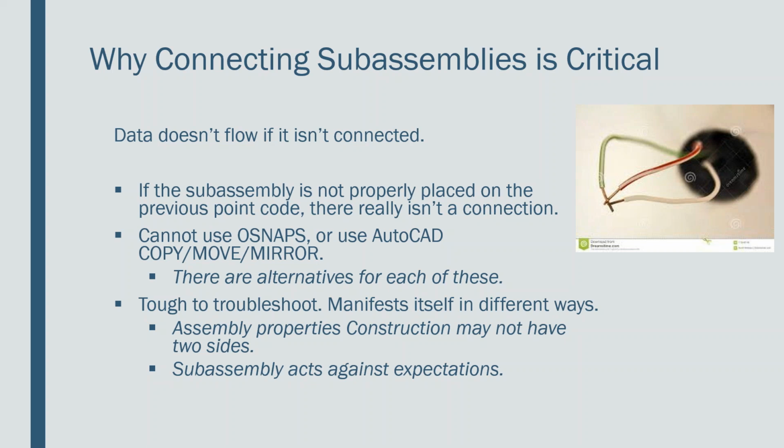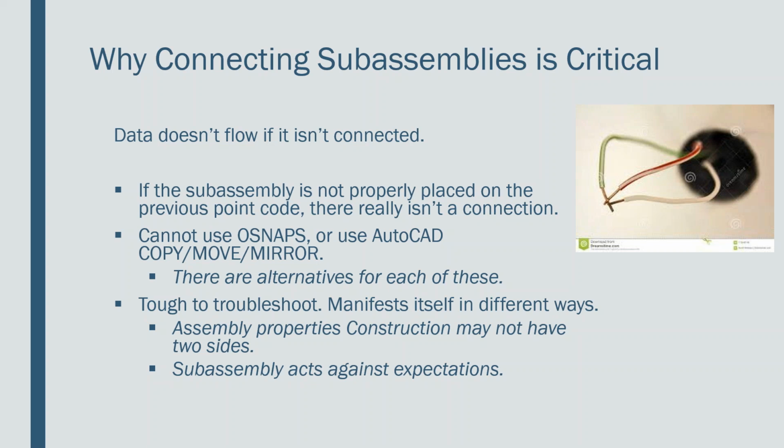So what that does mean is that proper connection does not include O-snaps. And that's hard for me to say, especially for users who are longtime AutoCAD and or Civil 3D users, because O-snaps is just one of the ways that we make sure things are connected correctly in every other area of our drafting. In the case of subassemblies, though, we do have to go with an alternative method, and I will show that during the demonstration portion.